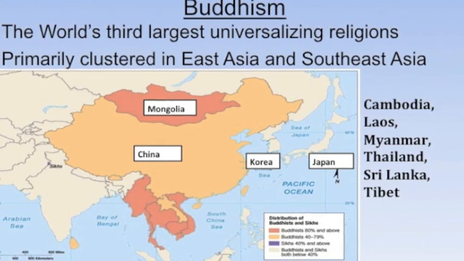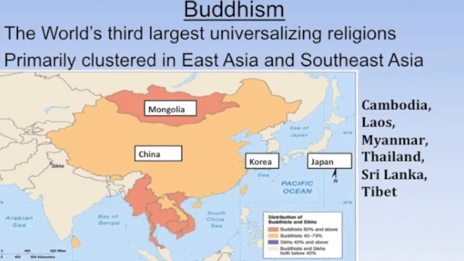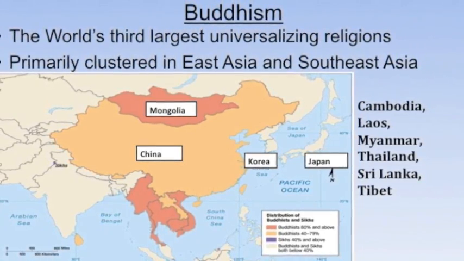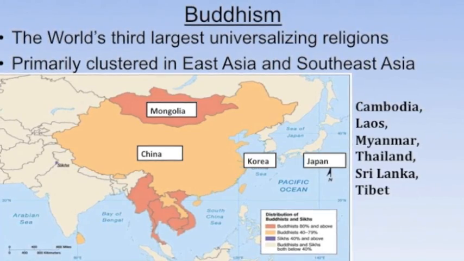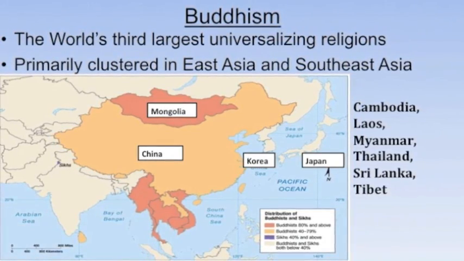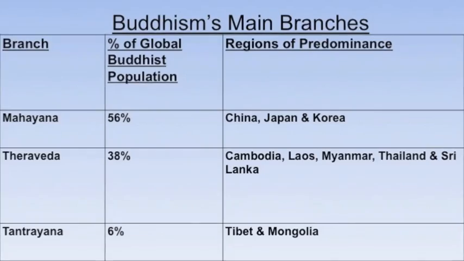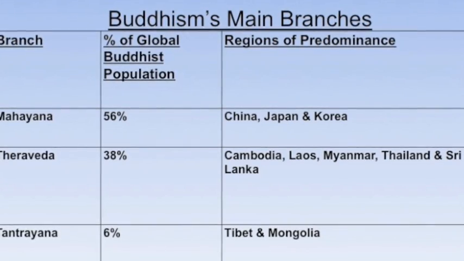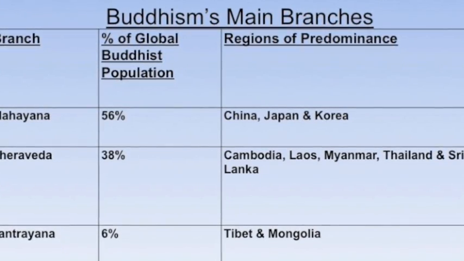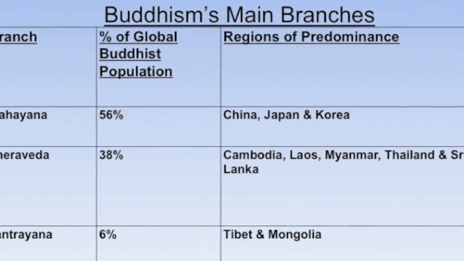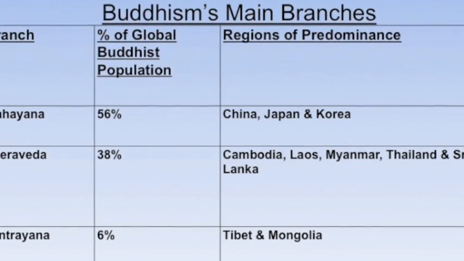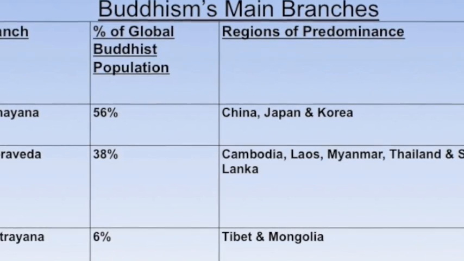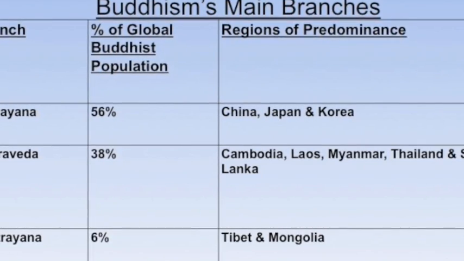So the final part of our universalizing religions is Buddhism, the world's 3rd largest universalizing religion, typically found in East Asia and Southeast Asia. So we're looking at India, China, Mongolia, that area of the world. Like the other religions, Buddhism has 3 main branches: Mahayana, Theravada, and Tantrayana. Mahayana is the largest branch at 56%, typically located in China, Japan, and Korea.